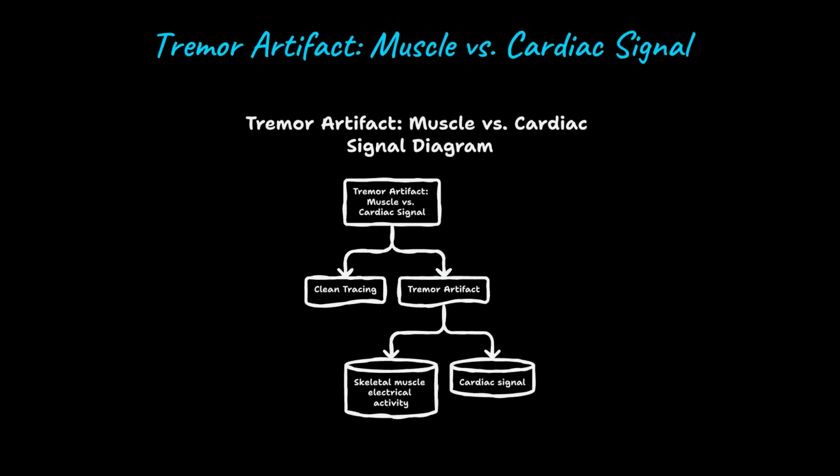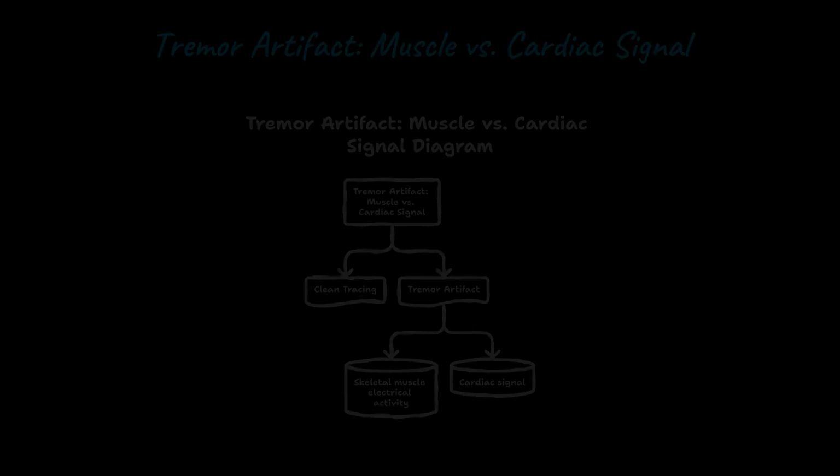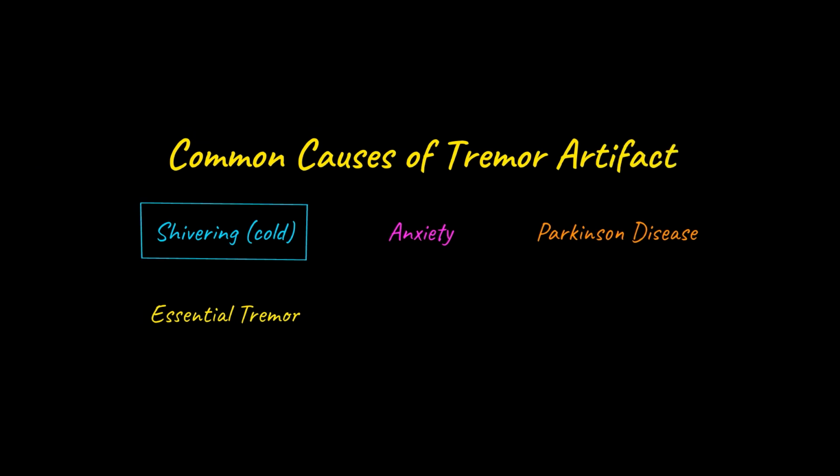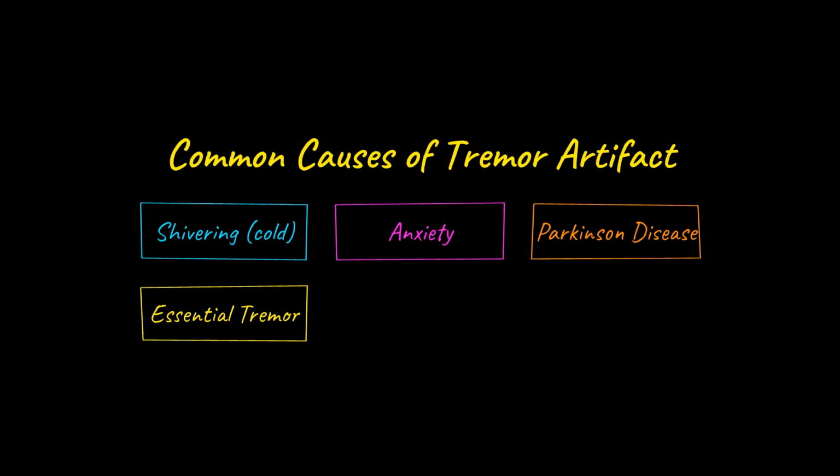The artifact is not equipment noise. It is real electrical activity from the patient's own muscles. Skeletal muscles in the chest, arms, or trunk contract at tremor frequency, typically 5 to 10 cycles per second, and the electrode records both signals at once. The most common cause in a clinical setting is shivering from cold or anxiety. Less commonly, the source is a movement disorder such as Parkinson's disease or essential tremor. Identifying the cause is essential because each one has a different fix.